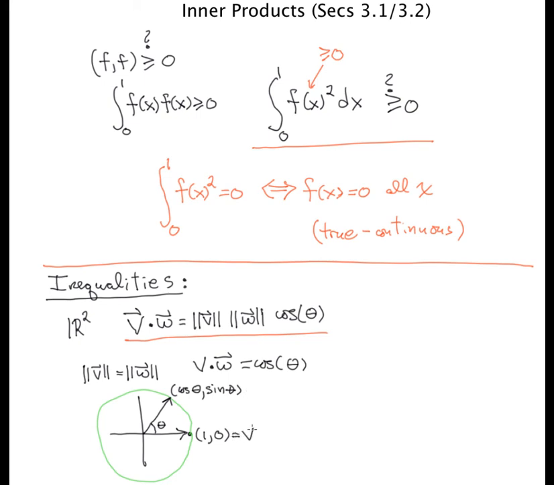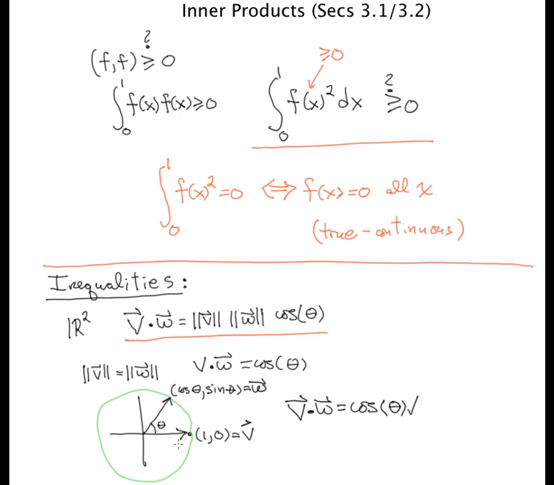And if this is V and this is W, then V dot W is, well, 1 times cosine theta plus 0 times sine theta. And that's what I was claiming. And that's basically the proof. You also have to check that this scales correctly, that if you stretch V and W, it has the right property. But that's the main idea.